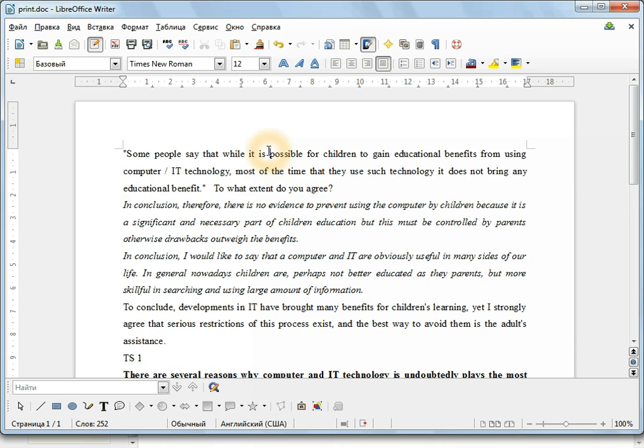So don't forget, what is the question? So "while" tells us that the main message is here. Most of the time, very important, most of the time they use technology, it does not bring any benefit. It's very strong, isn't it? Does not bring any benefit. Okay? So, to what extent do you agree or disagree? So most of the time they use technology does not bring any benefit.